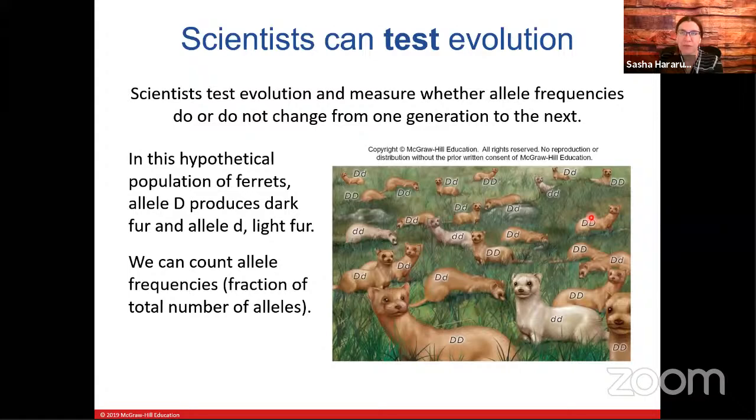Sometimes people confuse the number of alleles with the number of genes. It's kind of tempting to count this as one, this as two. It's tempting to count individuals, but it's important to remember that we're counting the alleles, and each individual ferret will have two alleles, one inherited from the father ferret, and one inherited from the mother ferret.